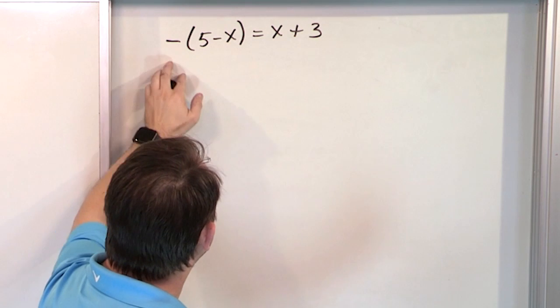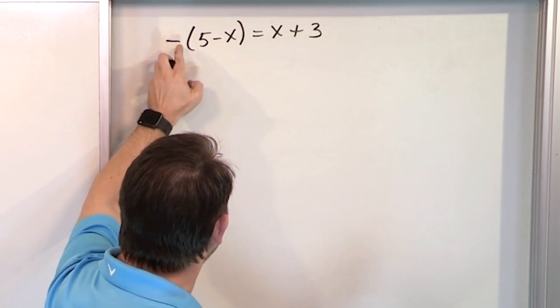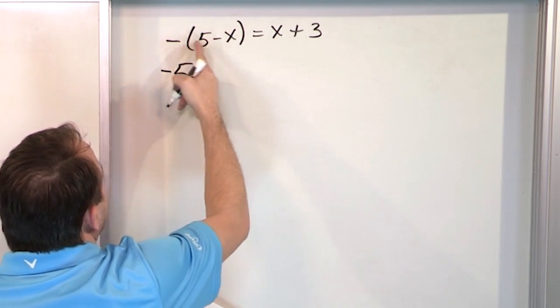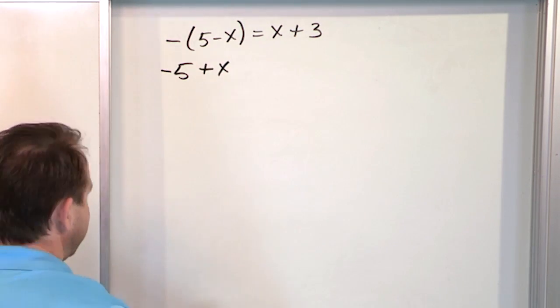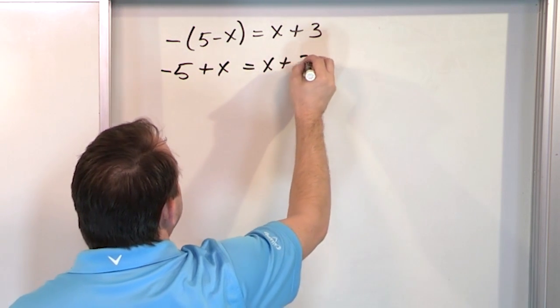So the only thing to do is to distribute this negative in, but don't forget it's like a negative 1. There's like an invisible 1 here. Negative 1 times 5 is negative 5. Negative 1 times negative x gives you positive x, because negative times negative gives you positive. On the right, we're not going to do anything, x plus 3.